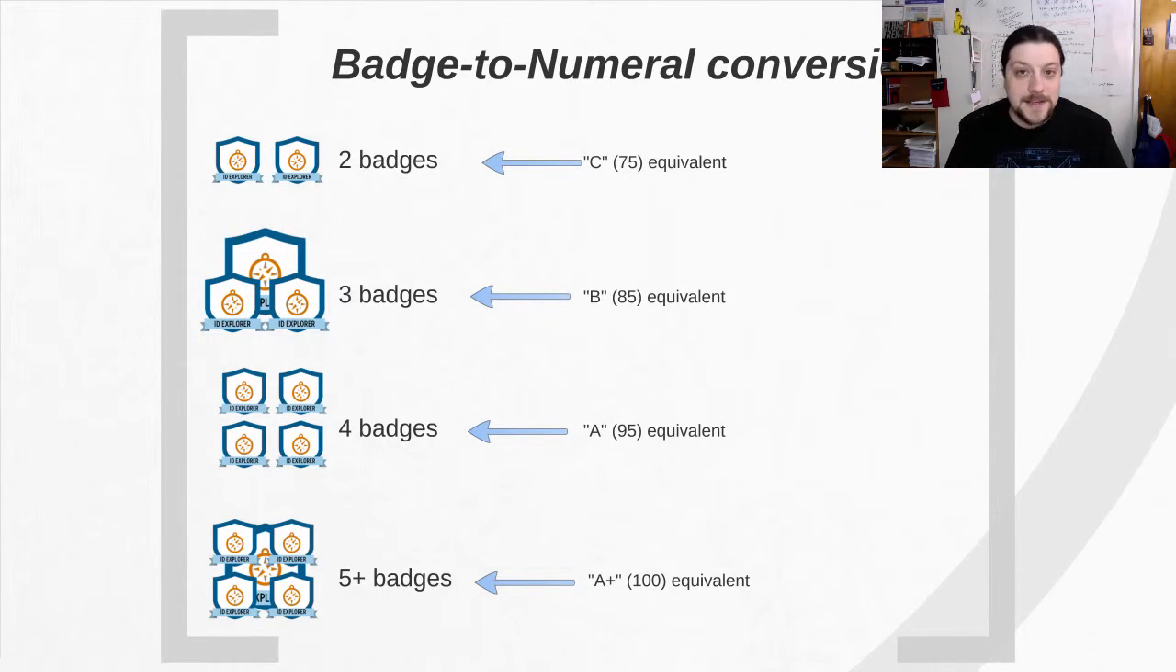Again, I'll go back and say this is a balance. The difference between 4 badges, an A, and an A+, which is 100, is only 5 points, so it really depends on a lot of different factors that factor in not just your interest in the topic, but also what happens in your life outside of the course.